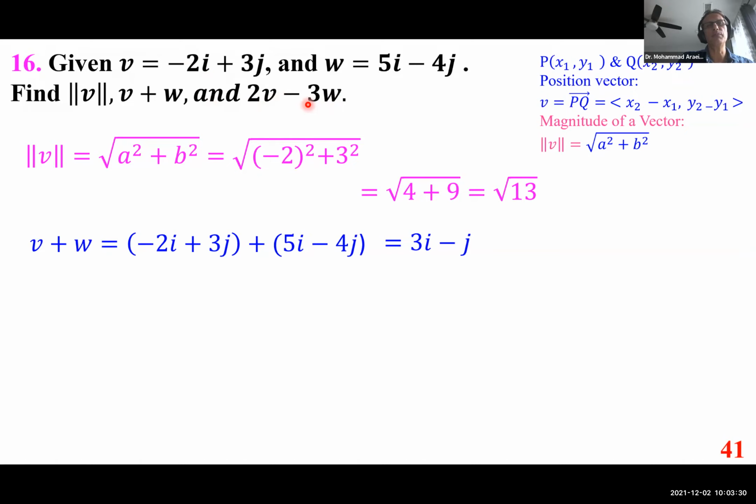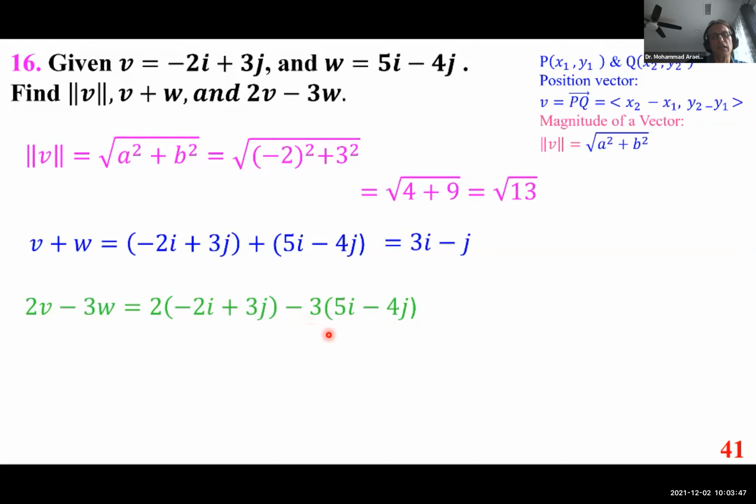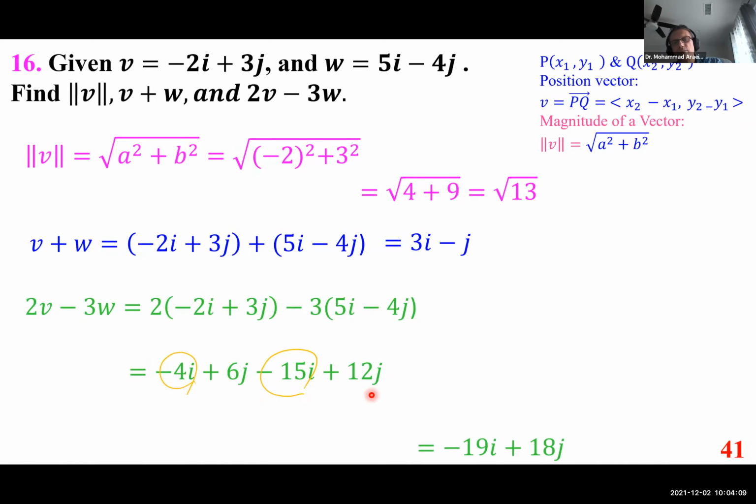2 times v minus 3 times w. That's all there is to it, just as you do basic operations in algebra. So we're going to distribute the 2, we get -4i plus 6j. We're going to distribute the -3, we get -15i plus 12j, and we add up like terms. -4i and -15i gives us -19i, 6 and 12, 18j.